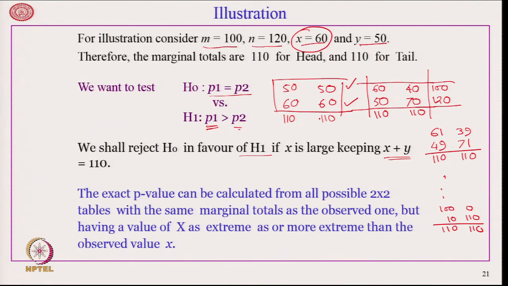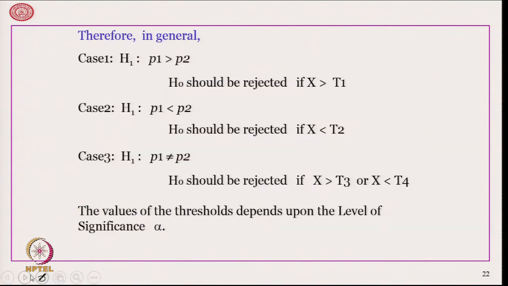Therefore, we shall actually be doing permutations of all the possible values and then we will try to see what is the probability of the obtained configuration of the table. Therefore, in general, for H 1, if P 1 is greater than P 2, then H naught should be rejected if the value of x is greater than some threshold.